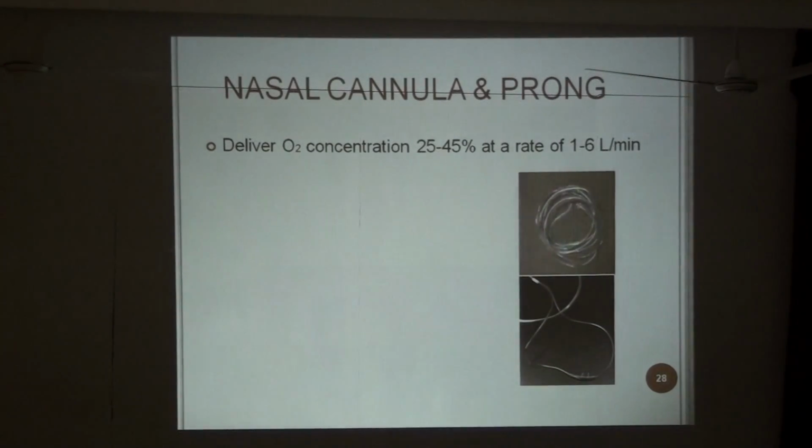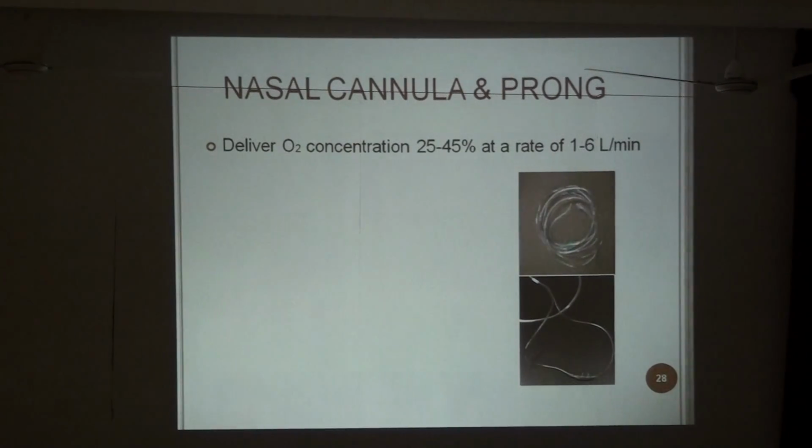Now coming to nasal cannula and prongs, these are cannulas and these are prongs. These are more commonly used now. They deliver oxygen concentration between 25 to 45%, that means an FiO2 of 0.25 to 0.45. When we talk about FiO2, we do not tell percentage. Percentage is a wrong notion for depicting FiO2. It has to be a decimal of 1. So if it is 25%, it is 0.25. If it is 45%, it is 0.45. Or you say that 25% oxygen is being given. If you say FiO2, then it has to be a decimal of 1.